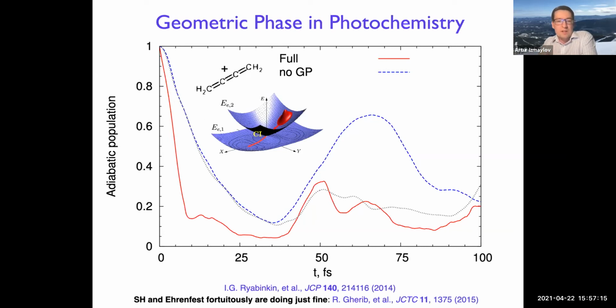Turns out that various quantum classical methods like surface hopping and Ehrenfest perform quite well in this case, and they reproduce the full quantum dynamics quite well, even though they don't really include the geometric phase. There are some reasons for this cancellation of errors that we discussed in the paper below.